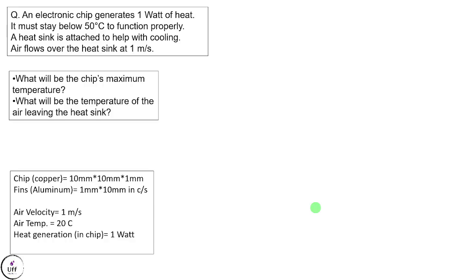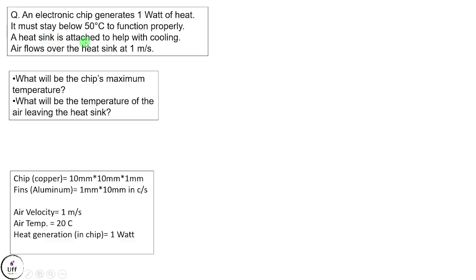Hello everyone. So in this video, we are going to see the electronic chip cooling analysis by using ANSYS Workbench. So let's get started. So you can read the question. An electronic chip generates 1 watt of heat. It must stay below 50 degrees centigrade to function properly.